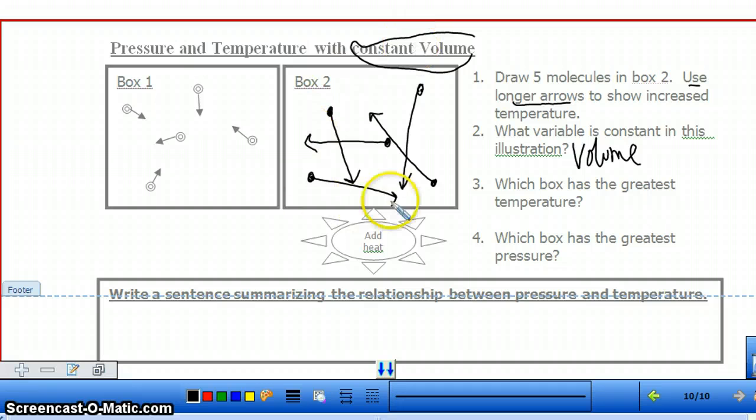So the box with the greatest temperature would be the box with the longest arrows. That's box 2. And if you think about pressure and the particles colliding with the walls of the container, which box has greater pressure? Who's colliding with the walls with more force and more frequency? Do you see how it's box 2? Because they're moving so much faster at a higher temperature. So then when you write your sentence, you would want to talk about how the pressure increases from box 1 to box 2 and how that affects the pressure.